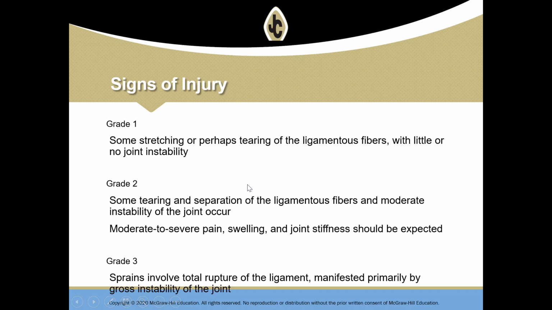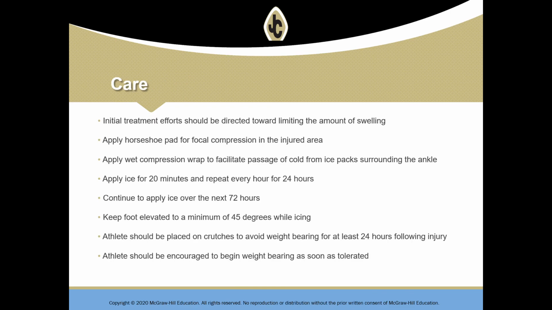All right, so signs of injury. We have a grade 1, 2, and 3. So anytime you have a grade 1 injury, there's usually some stretching of the soft tissue, and maybe just a little bit of some ligament fiber tear. Really don't have any instability in this case. Grade 2, you have some tearing and separation of the fibers, and then maybe a moderate instability. And then in a grade 3, there's usually a rupture of all the ligamentous fibers, and obviously a gross instability at the joint.